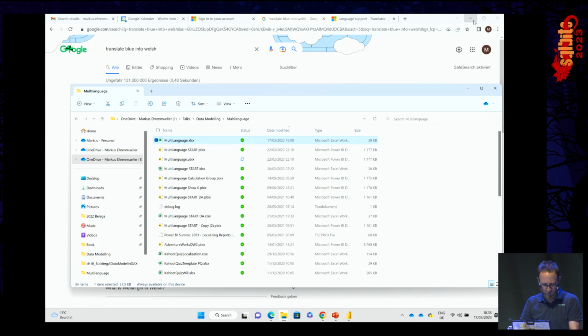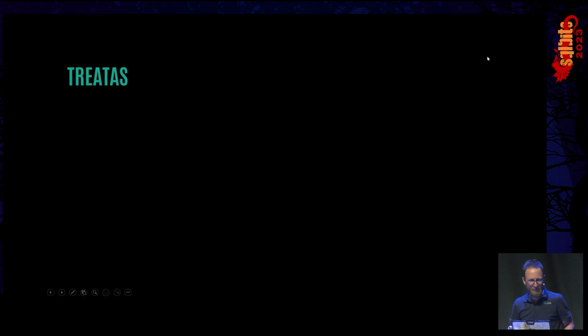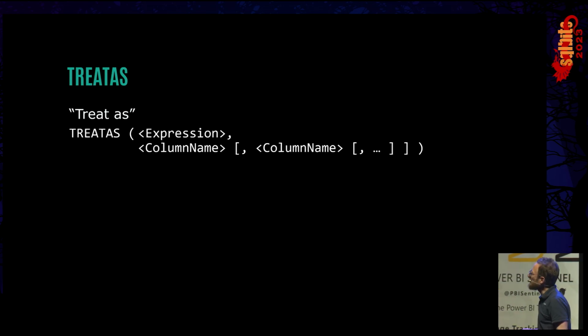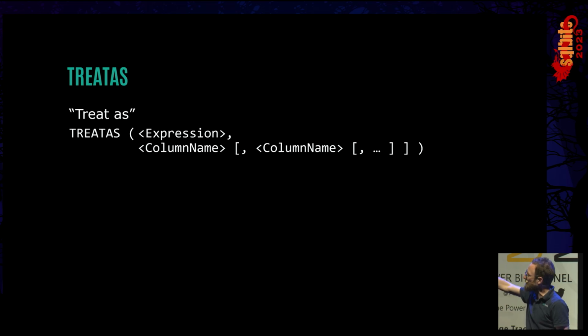Let's jump back to the slides. Yeah, TREATAS. So this is the function called TREATAS. The syntax here is you have an expression which returns a table, and then you apply the content of the table, all the columns or the rows you get, on different columns. If the table returns not only one column but two columns, you can provide two columns as the second and third parameter, and it will also be applied.